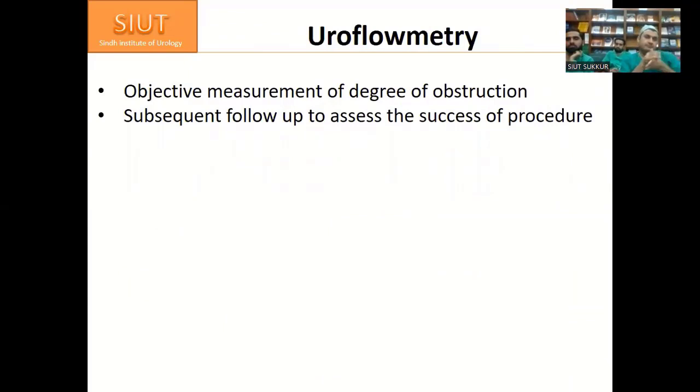Uroflowmetry is also used as it objectively measures the degree of obstruction. We actually see the value of Qmax, the maximum flow rate, if there is not a complete stricture, so we can have a baseline value of Qmax. And then after the procedure, at subsequent follow-up, we do a post-op uroflowmetry and assess the success rate of the procedure.